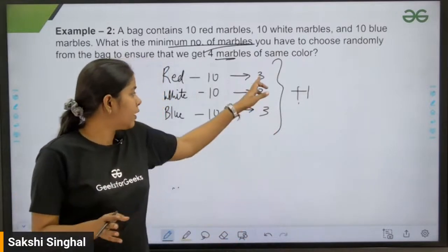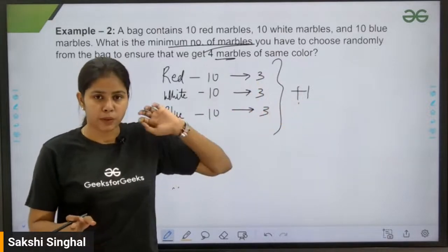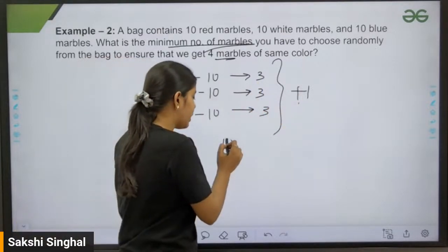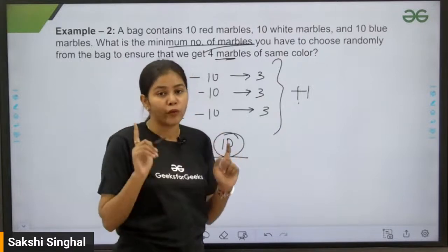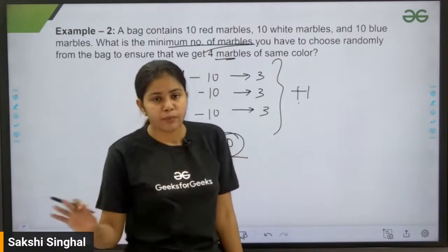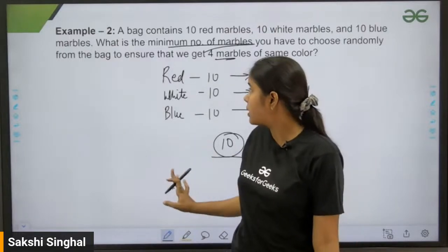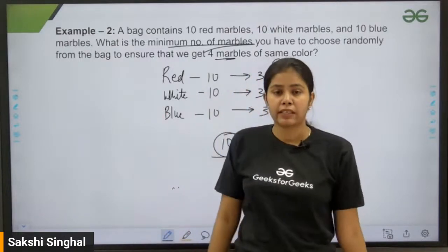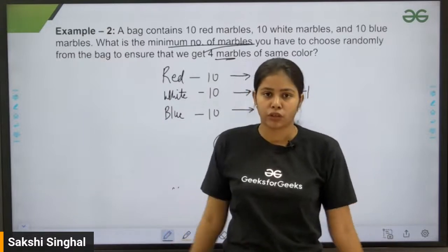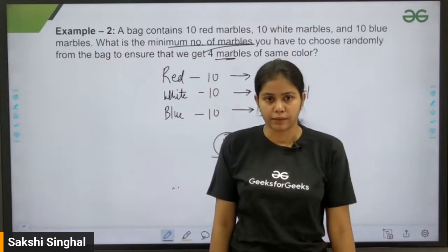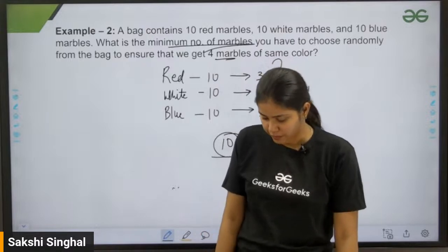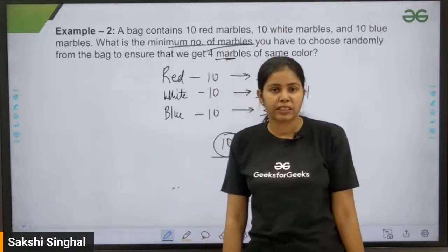So that means we have to pick 3 plus 3 plus 3 plus 1. That means 10 marbles from the bag, and we can make sure that we have 4 marbles of the same color, and that is the minimum I can do. I cannot decrease the number of marbles and still make sure that we have 4 marbles of the same color. Right? That is the pigeonhole principle. I hope this is clear to everybody.